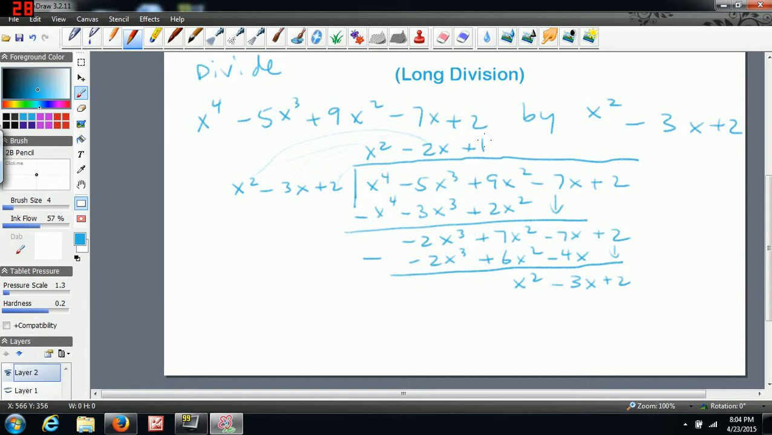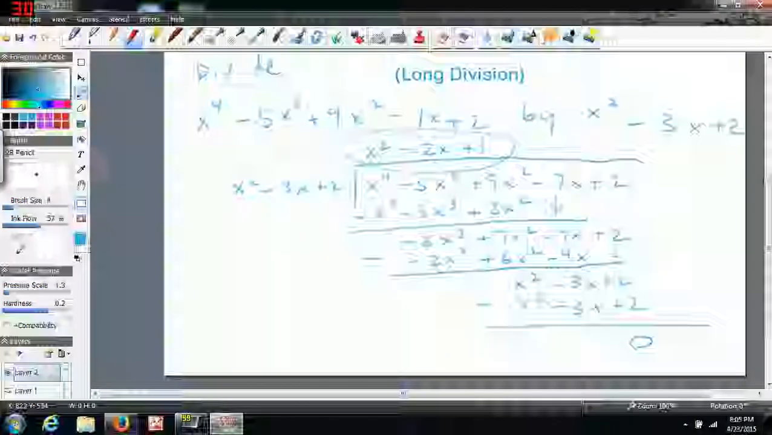And then when I multiply 1 by all of these 3, I get x squared minus 3x plus 2, and when I subtract those, I get 0. So this one has no remainder. So the answer to this one would just be x squared minus 2x plus 1. Okay, so that's dividing a polynomial by a polynomial.